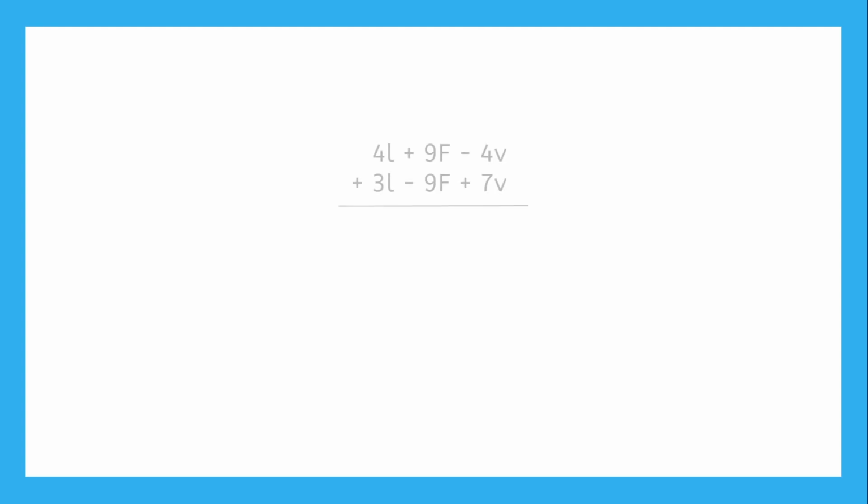How about 4l plus 9f minus 4v plus 3l minus 9f plus 7v? The answer is 7l plus 3v. But what happened to the f? Well, because we added a positive and negative version of the same term, they zeroed out. We could also say that the f term was eliminated. And as you can imagine, this is where the elimination method for solving systems gets its name.